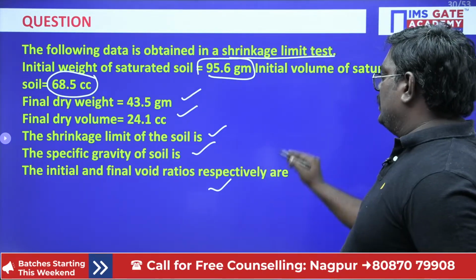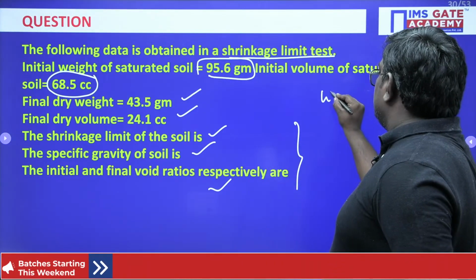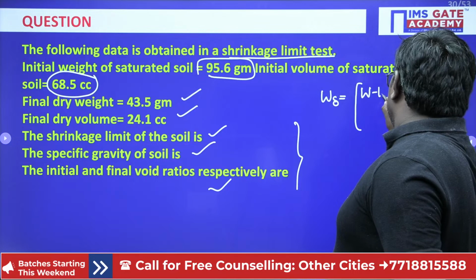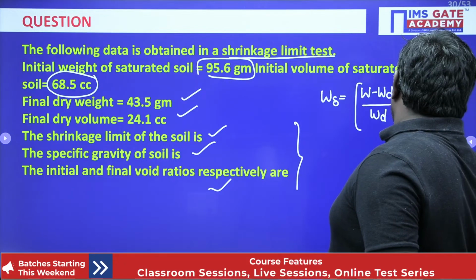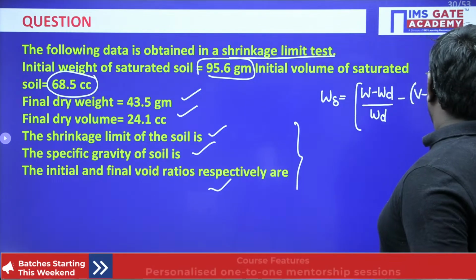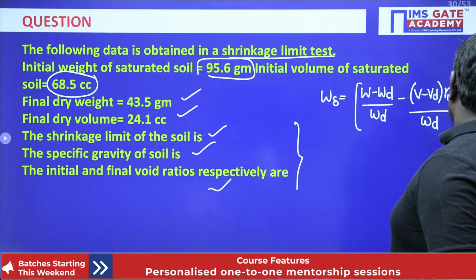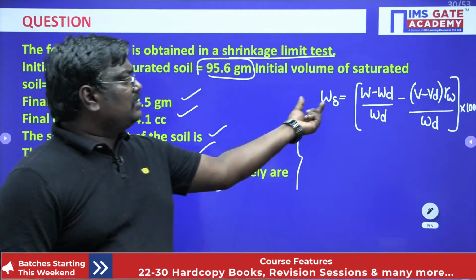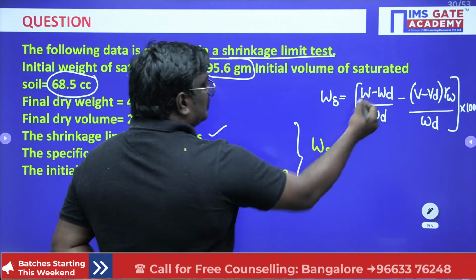So here, my dear students, when they have given you this problem, first of all, there is a test formula. Shrinkage limit is given by the formula: total weight minus dry weight upon dry weight, minus (V minus Vd) into gamma W upon Wd, into 100. This is the formula for shrinkage limit. Now see students, W can be written as, what is the total weight of the soil?